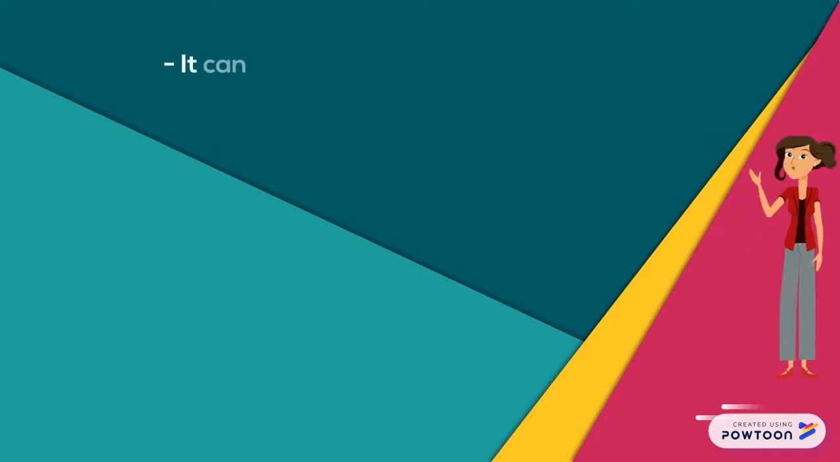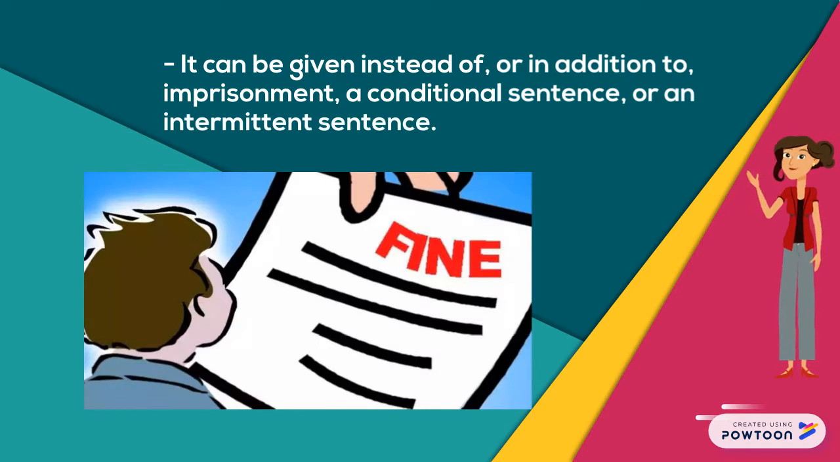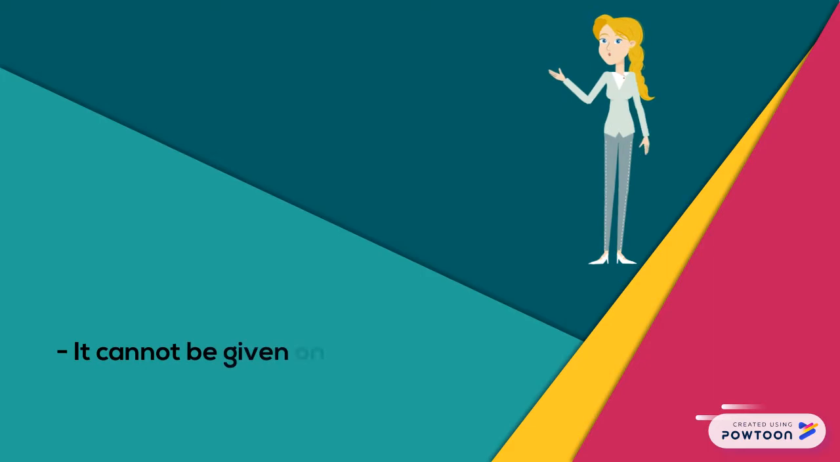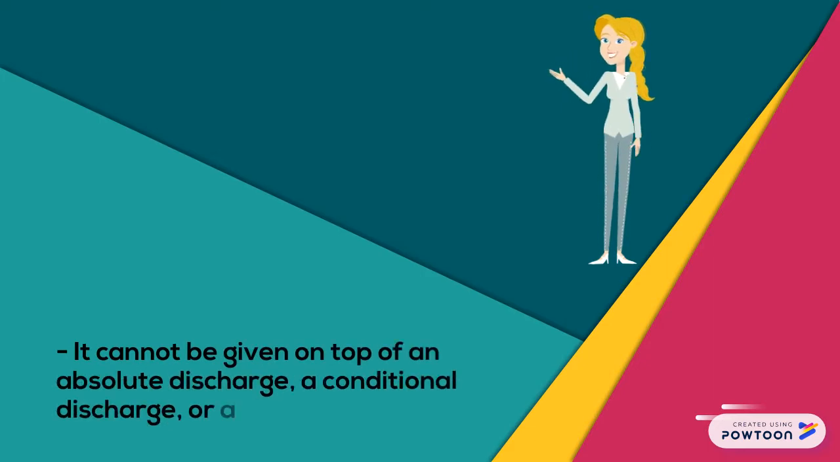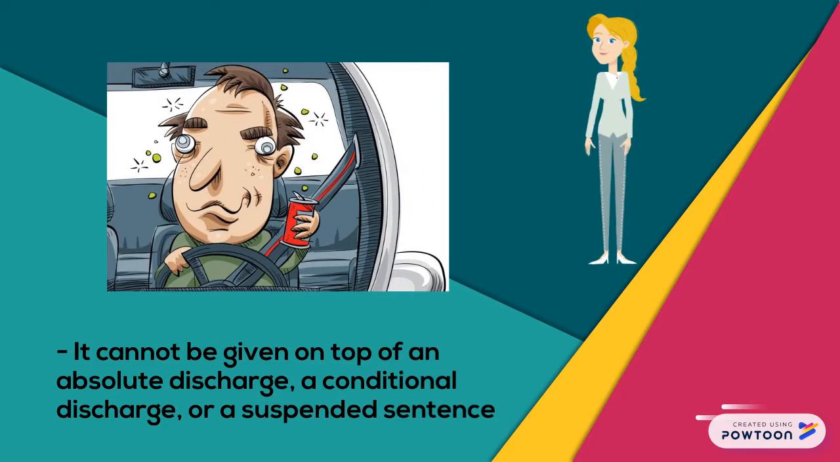A fine can be given instead of, or in addition to, imprisonment, a conditional sentence, or an intermittent sentence. This is true unless the criminal offense requires minimum jail time. If this is the case, a fine can't be given instead of jail, but can still be given in addition to the minimum jail time. A fine cannot be given on top of an absolute discharge, a conditional discharge, or a suspended sentence. Certain criminal offenses, like impaired driving or driving over 80, have minimum fines.